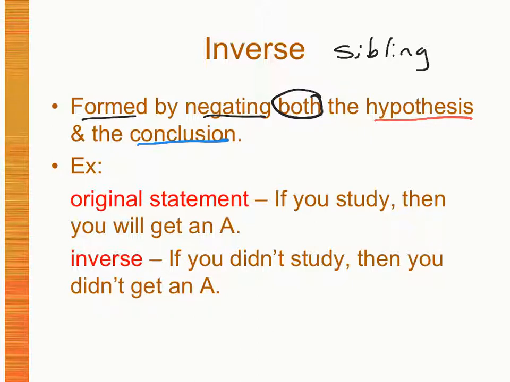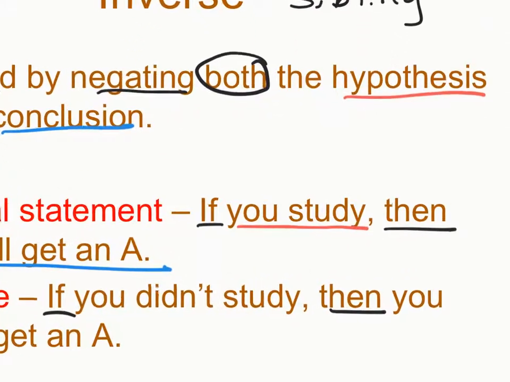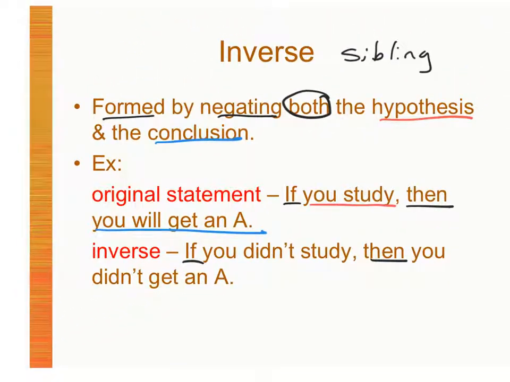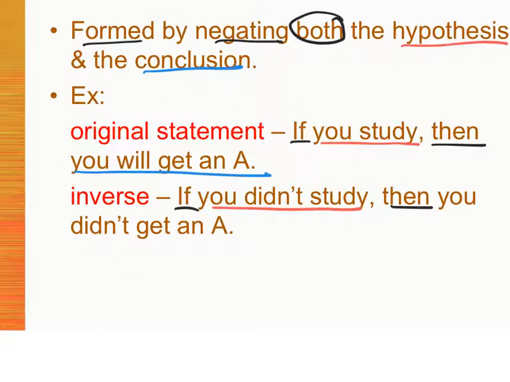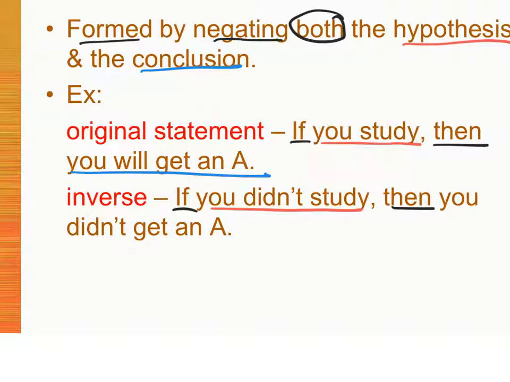So watch what I do here. Here's my if, here's my then. This must be my hypothesis, and this must be my conclusion. I still need to have an if and then when I make the inverse, but now I'm going to say the opposite of if you study: if you didn't study. The original was, if you study, then you will get an A. Well, the inverse says, if you didn't study, then you didn't get an A. That is the opposite of both things. We call that the inverse.